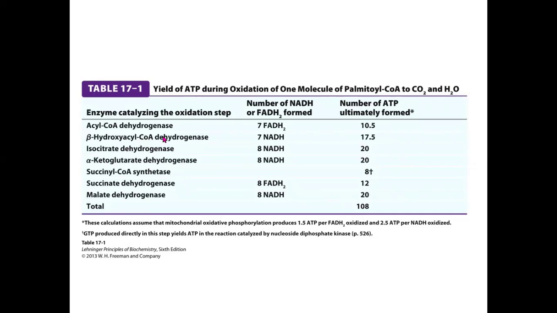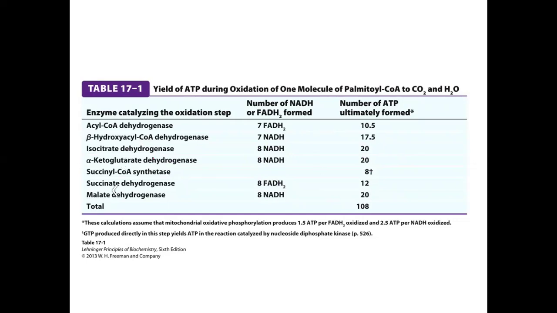Beta-hydroxyacyl-CoA dehydrogenase produces 7 NADH, that's 17.5 ATP, and isocitrate dehydrogenase in the TCA cycle produces, you remember, acetyl-CoA will also enter the TCA cycle for complete oxidation. So now it produces 8 NADH, good to remember for the TCA cycle. So 8 NADH will give us 20 ATP, and alpha-ketoglutarate dehydrogenase also gives us 8 NADH.